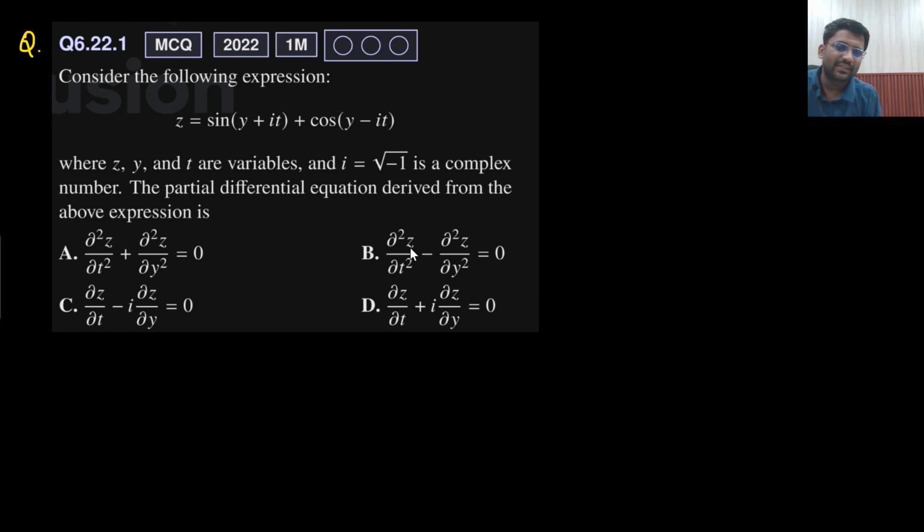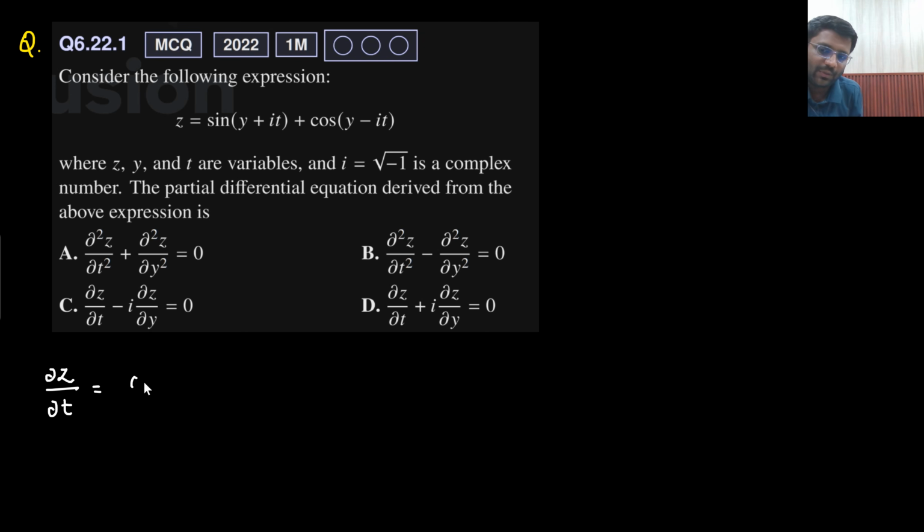In all the options, I know one thing. What do I know? That I will have to calculate the partial differentiation of z with respect to t and with respect to y 2 times. So what I will do? First, I will calculate the partial differentiation of z with respect to t. For that, you need to differentiate with respect to t, keeping y constant.